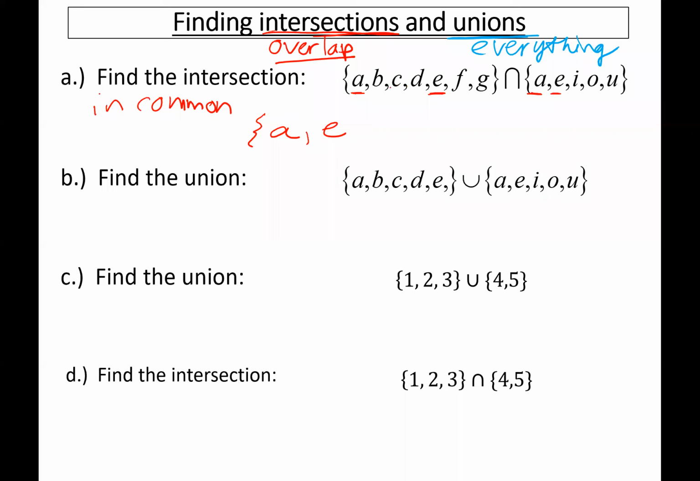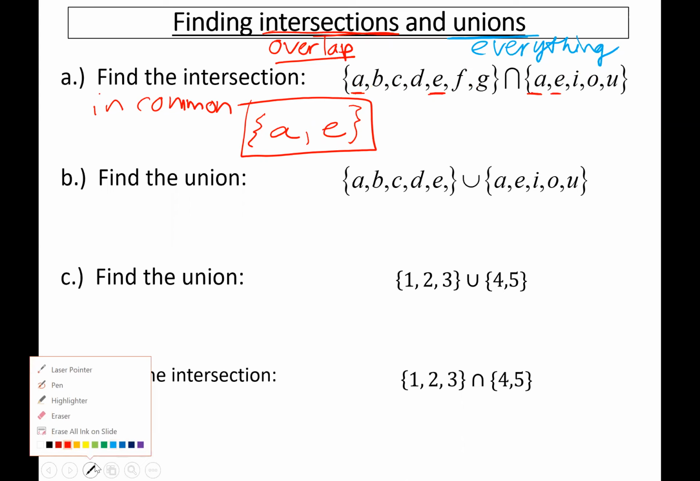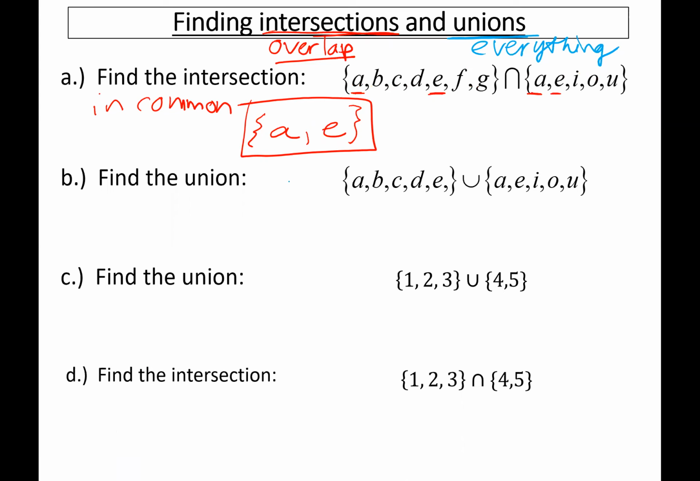The only elements that appear in both sets are the letter A and the letter E. So that's my answer. That's called the intersection. Okay, so that's what they have in common. Now let's look at those two sets again. This time, let's find the union. So this is where we're listing everything.